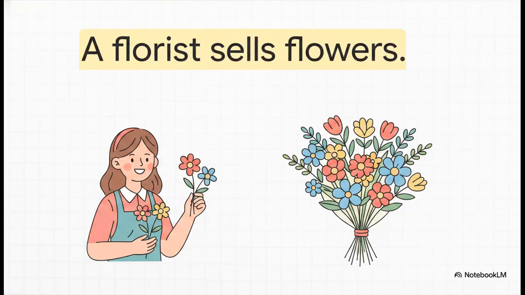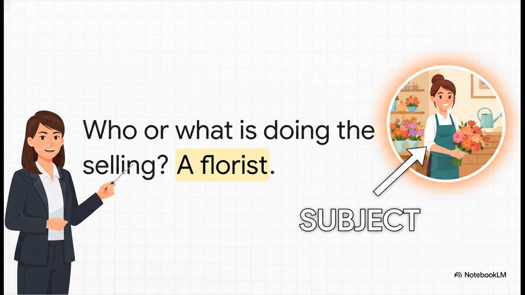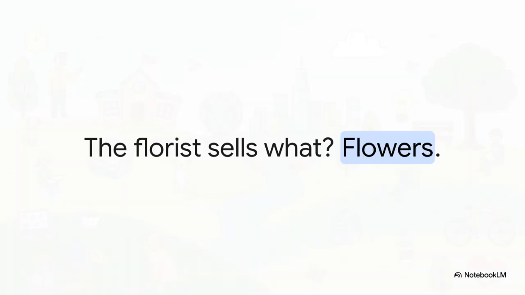Let's check out a super simple example. A florist sells flowers. 3 little words, but everything we need is right there. Let's take it apart. Ask yourself, who is doing what and to what? So who or what is doing the selling? The florist, of course. The noun florist is performing the action. That's what makes it the subject of our sentence. Easy, right? Now let's look at the other side of that action. The florist sells what? The answer is flowers. The noun flowers is the thing being sold. It's receiving the action. And that, my friends, makes it the object.